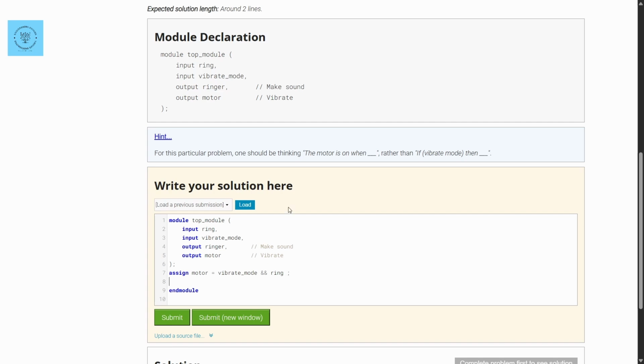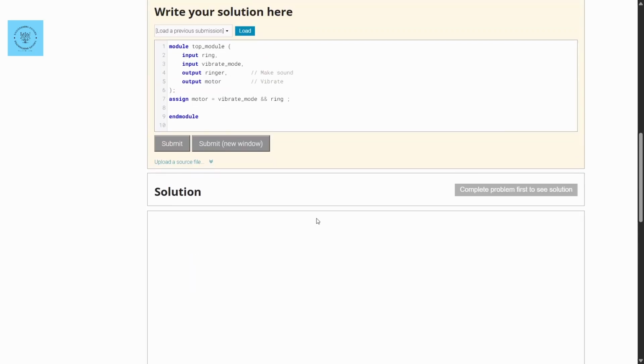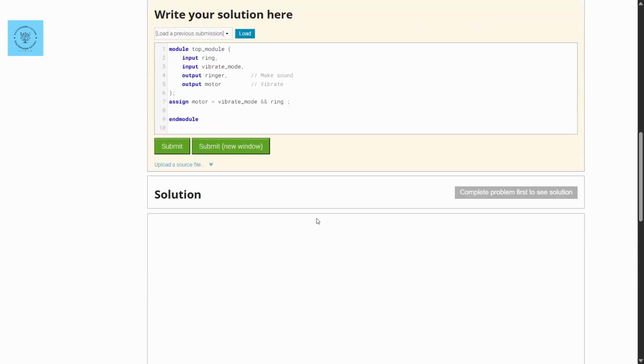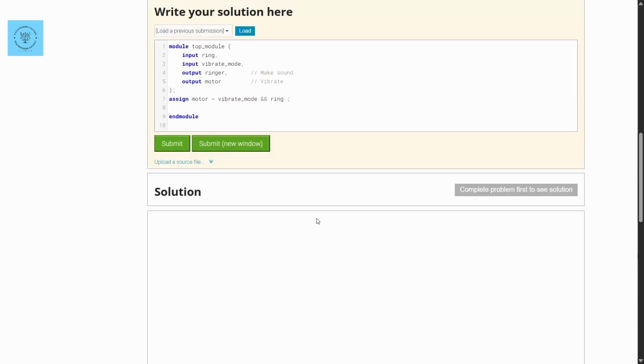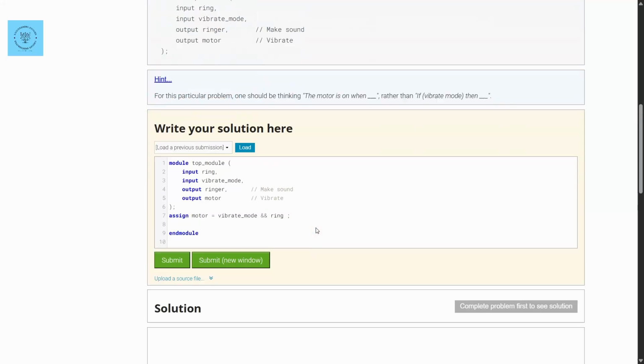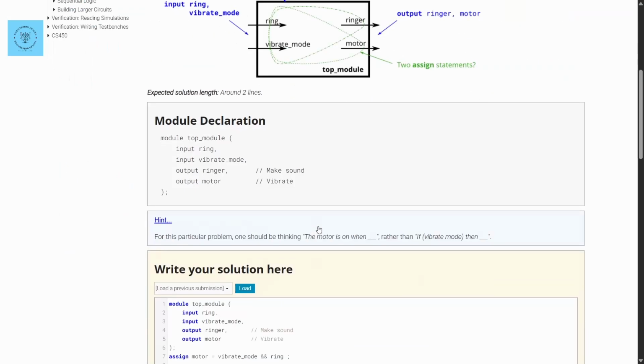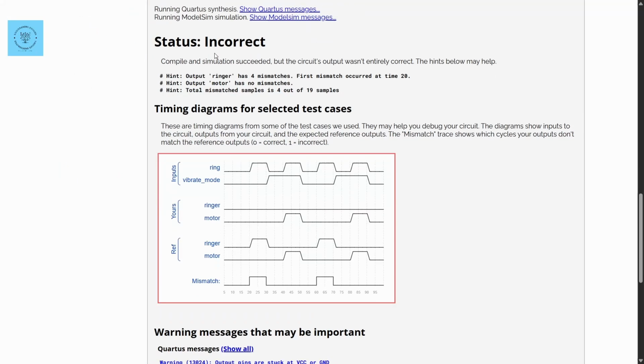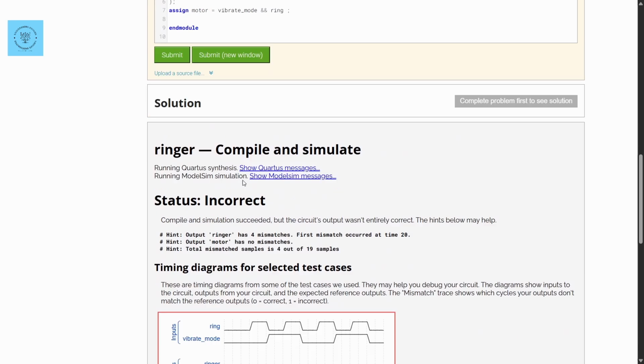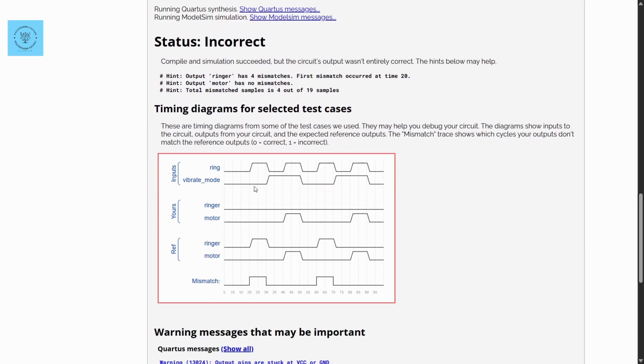So let's see first if our motor is working correctly. The compilation process has been started. The status is incorrect because we haven't written the other condition. But as you can see, for the vibrate mode, the motor and the mode, our output and the reference output are matching. So that means we are correct.